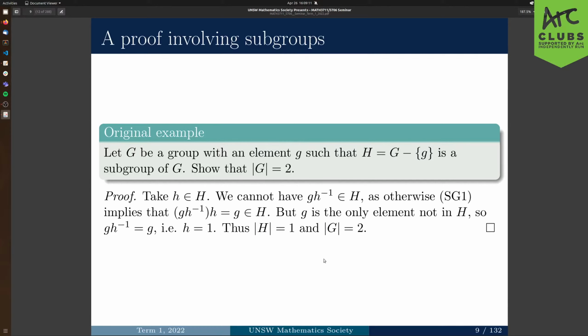So this is a nice small one, but it takes a bit of thought, particularly this choice of element here, GH inverse. That was probably where most of the proof is. But this kind of thing might be a nice example that they might throw in the exam to test how much you really know this.